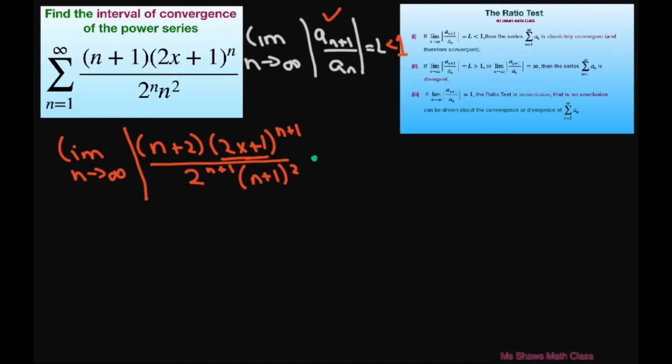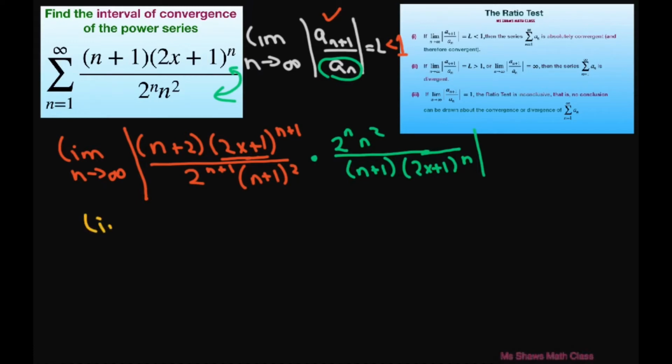Now, we're going to divide by a sub n, which is the same as multiplying by the reciprocal. So that's 2 to the power of n squared, divided by, and just copy down, n plus 1 times 2x plus 1 to the power of n. All right. Now, let's simplify this so we can actually get the limit for our n.